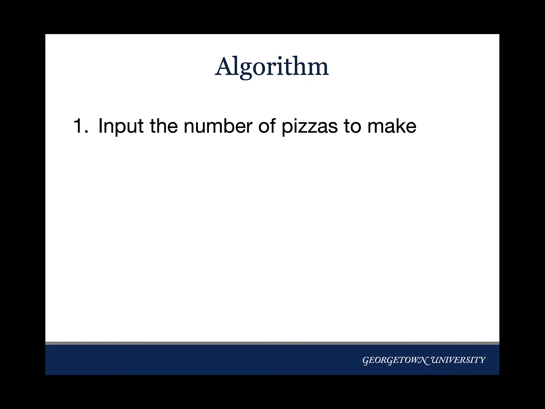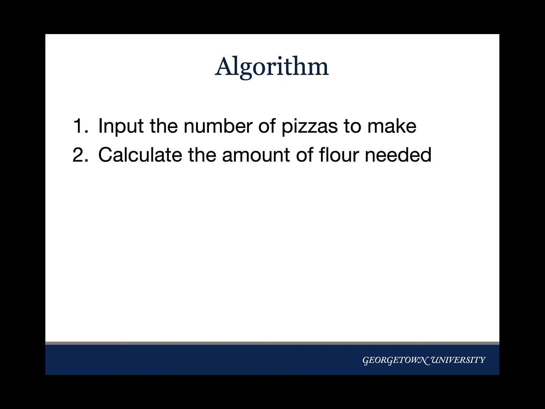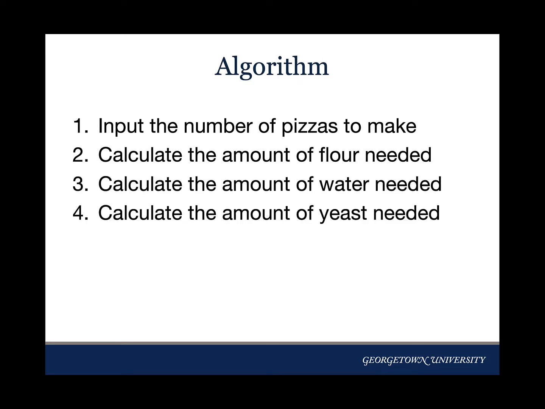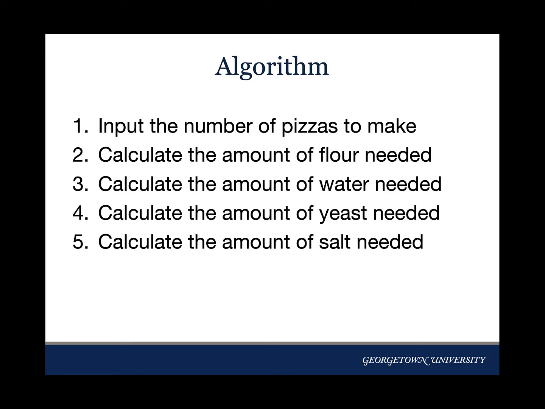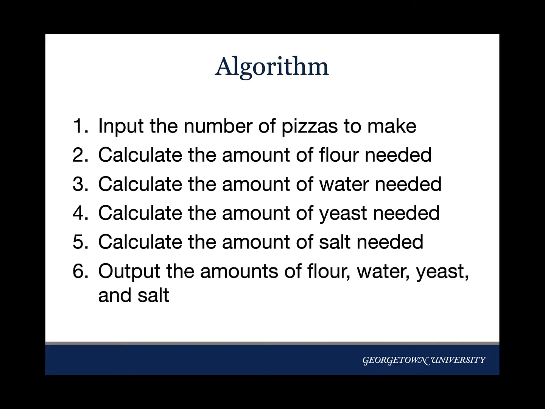Well, the first thing we need to do is we need input. So we have to figure out how many pizzas we need to make. Then we need to calculate the amount of flour needed, calculate the amount of water, yeast, and salt. Once we've calculated these quantities, then we can output the amounts of flour, water, yeast, and salt. Now, this is an algorithm that I have presented as a sequence of steps. I am also using a lot of English to express the algorithm.